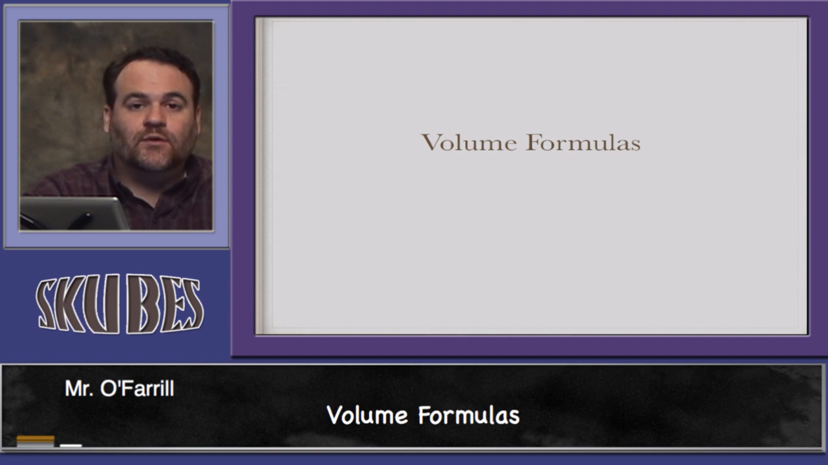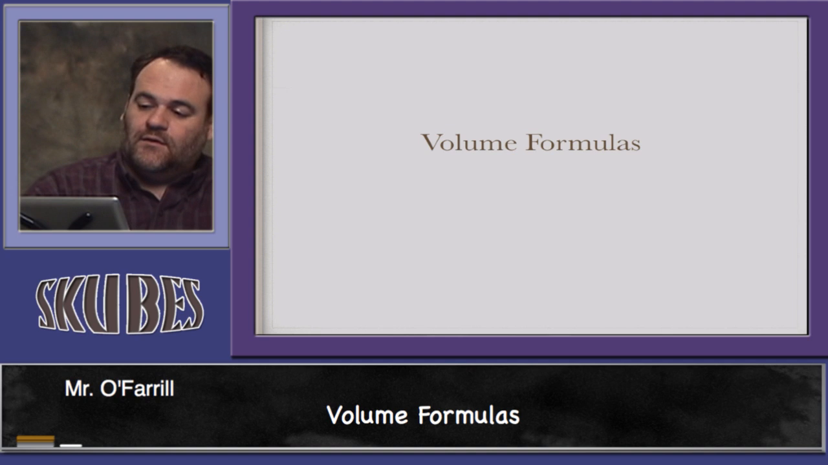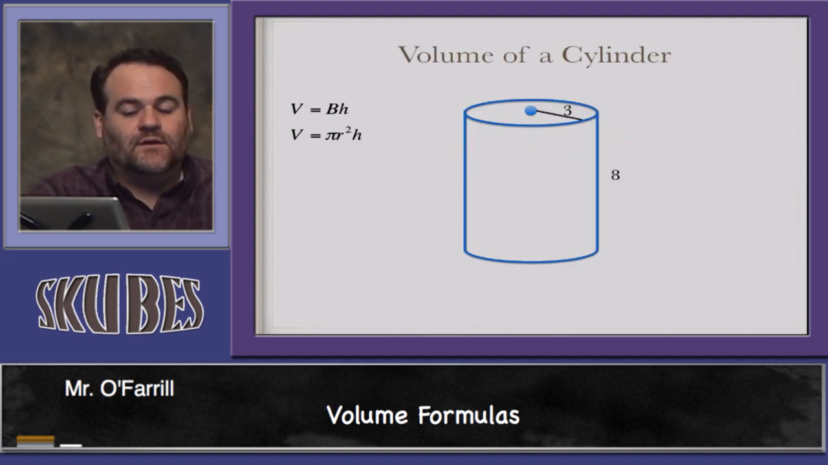In this video, we will be exploring the formulas for volume. The first shape we're going to look at is the cylinder. The volume of a cylinder is the area of the base, or capital B, times the height, h. In other words, the area of the base, which is a circle, has an area of pi r squared, times the height, h.